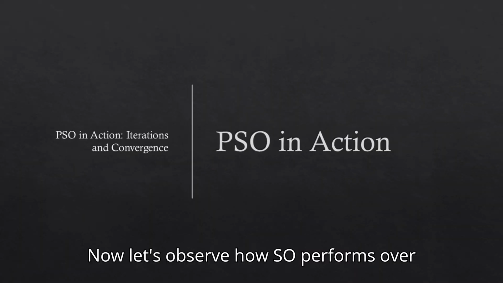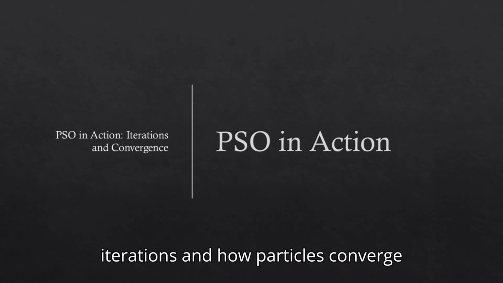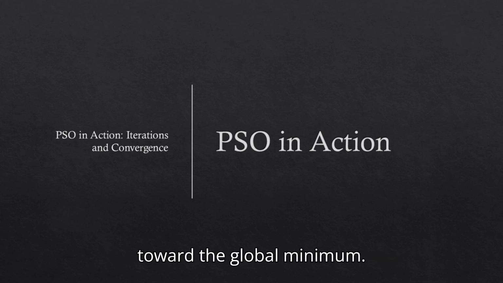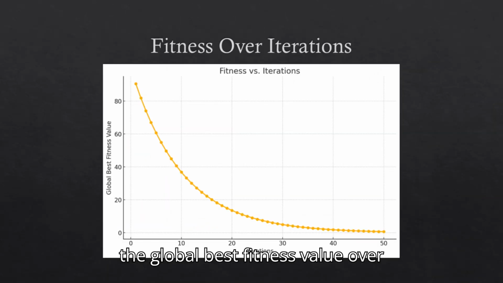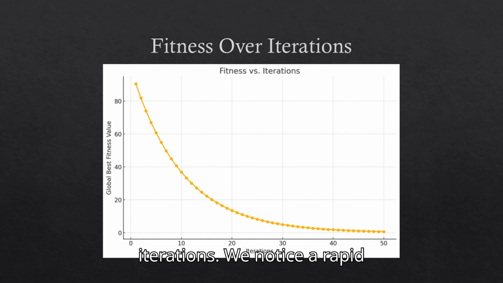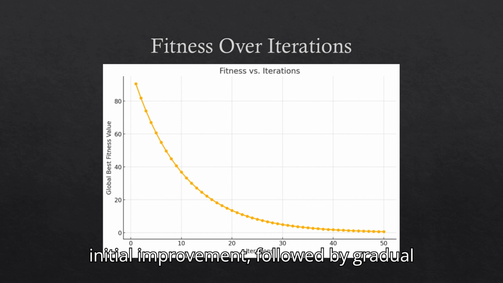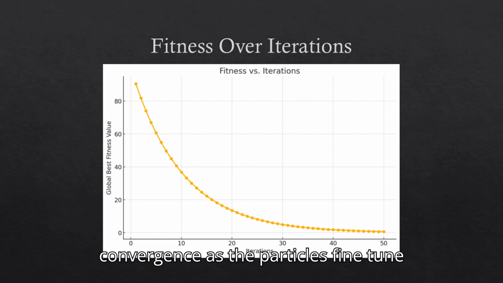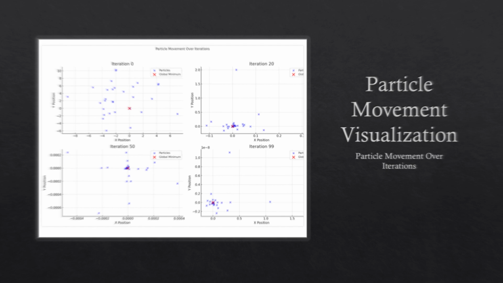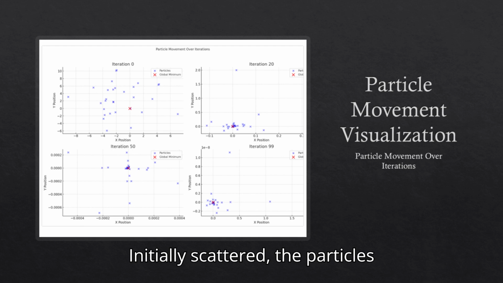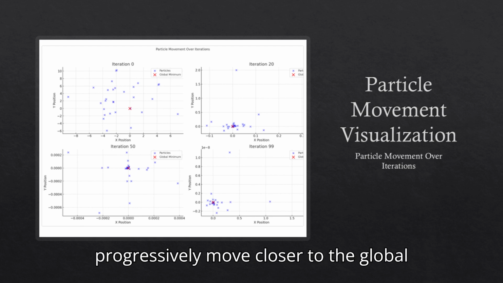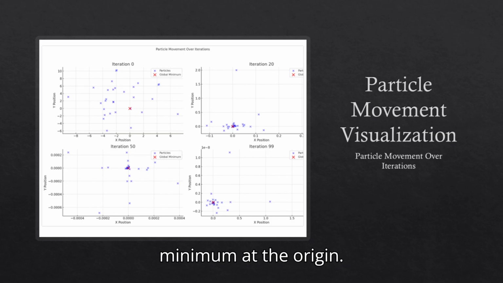Now, let's observe how PSO performs over iterations and how particles converge toward the global minimum. This graph illustrates the decrease in the global best fitness value over iterations. We notice a rapid initial improvement, followed by gradual convergence as the particles fine-tune their search. These plots show the positions of particles at various iterations. Initially scattered, the particles progressively move closer to the global minimum at the origin.